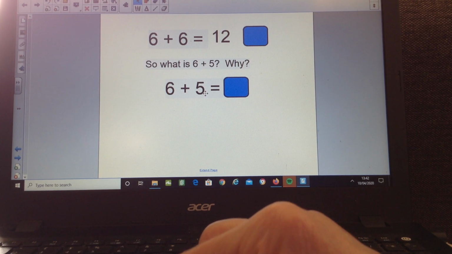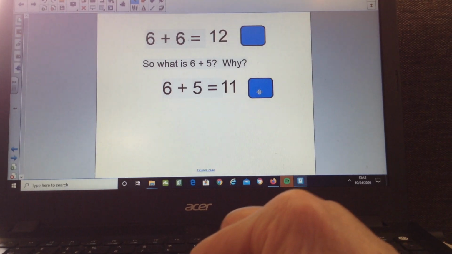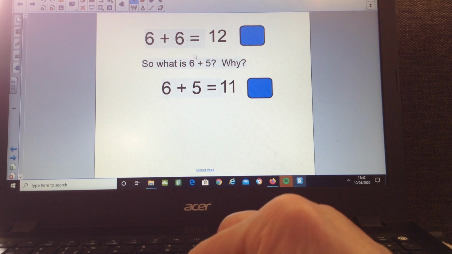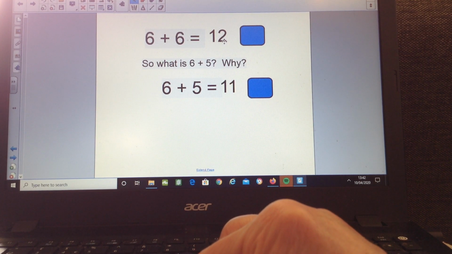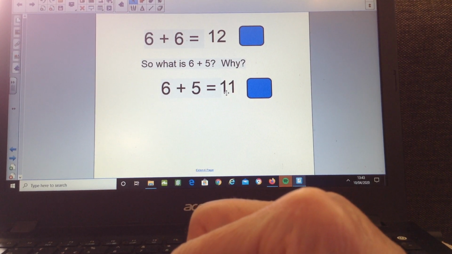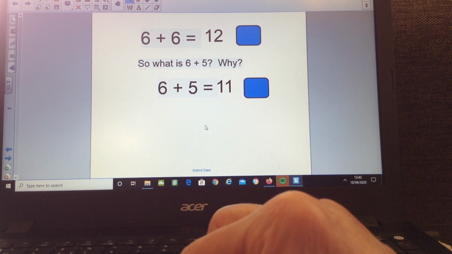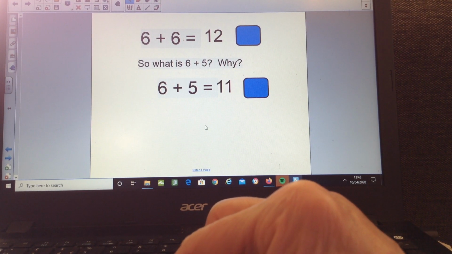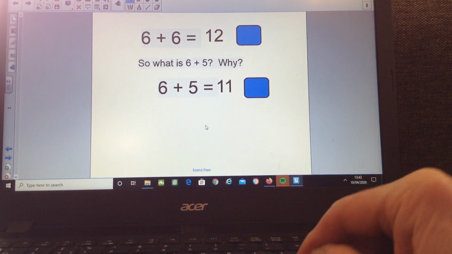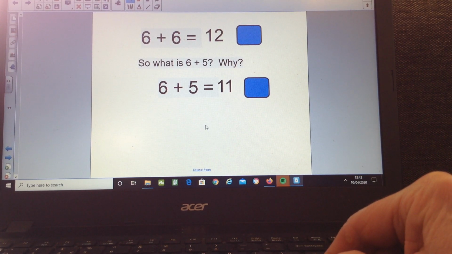6 add 5 must equal 11 because 5 is 1 less than 6. So 11 is 1 less than 12. If that number is 1 less, this number must be 1 less. 6 add 5 is 11. See how useful it is knowing your doubles. They can help with so many other calculations.